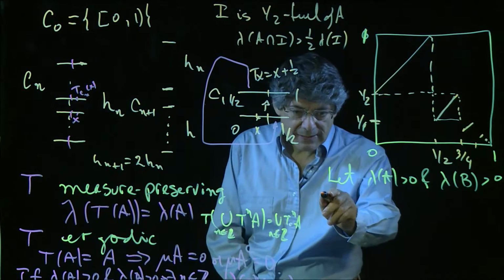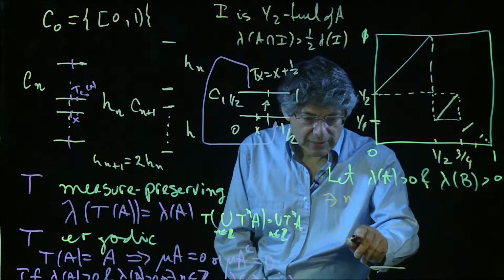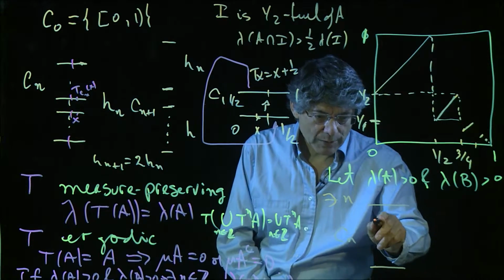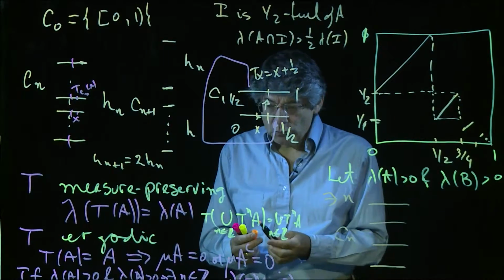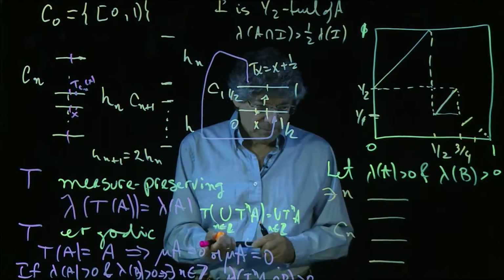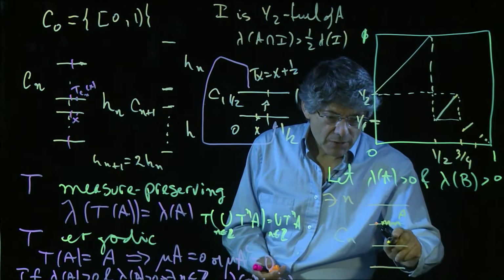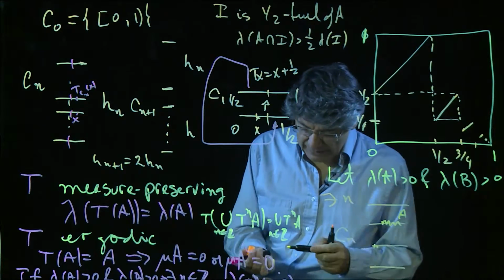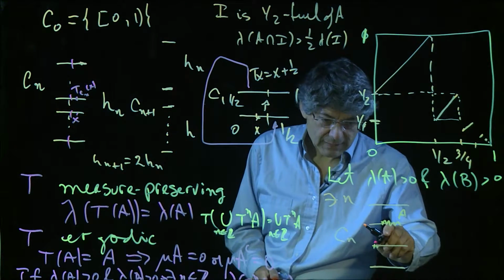Then there exists an n so that in Cn, there's a column Cn where we have the following picture: there will be a level that is at least half full of A, and we're going to think of A here as this color, and there will be a level that is at least half full of B, which we're going to think of as red.